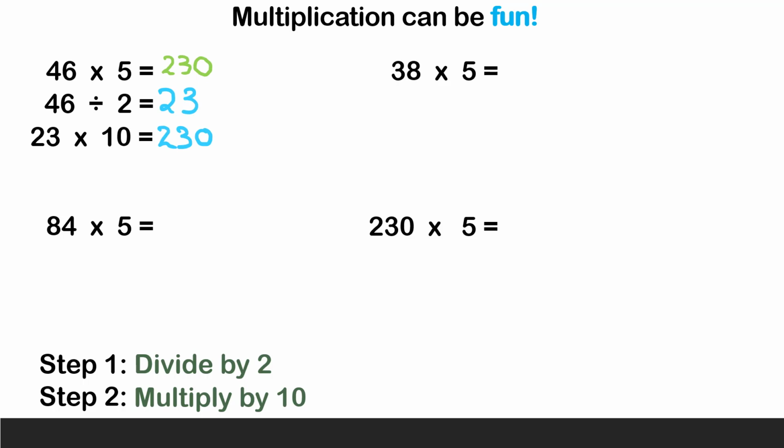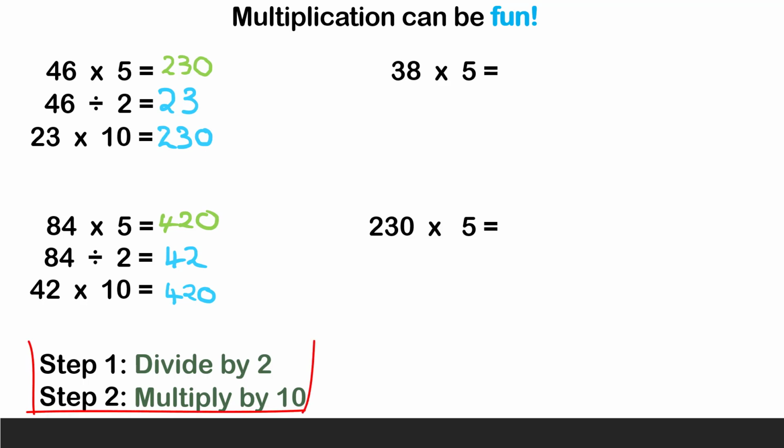84 multiplied by 5. Step 1. Divide 84 by 2 and you get 42. Multiply 42 by 10 and your answer is 420. Isn't it simple? The best part is you can multiply by 5 mentally. So the two steps are divide by 2, multiply by 10.